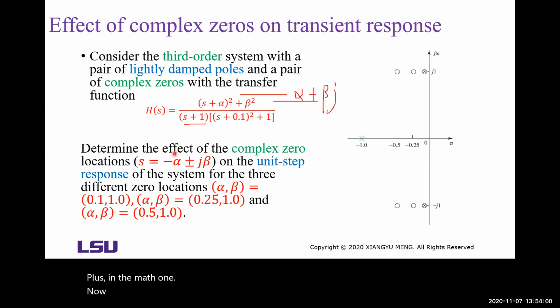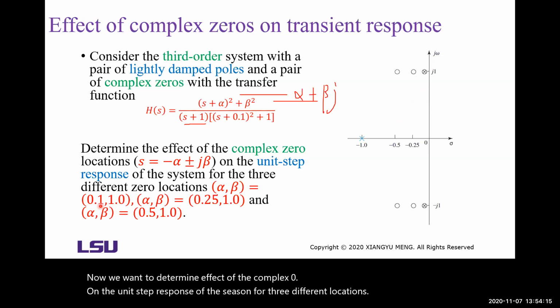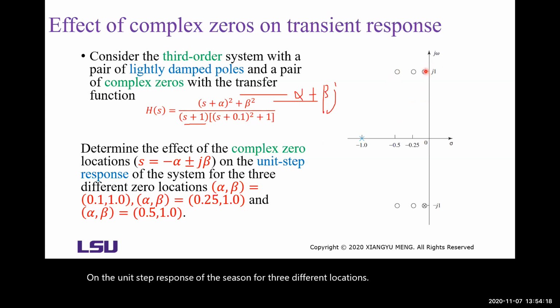Now we want to determine the effect of the complex zeros on the unit step response of the system for 3 different locations. So the imaginary part is always 1. We only change the real part by using 0.1, 0.25, and 0.5.